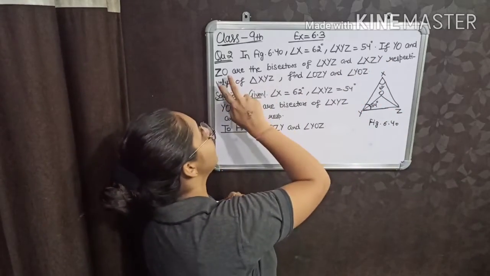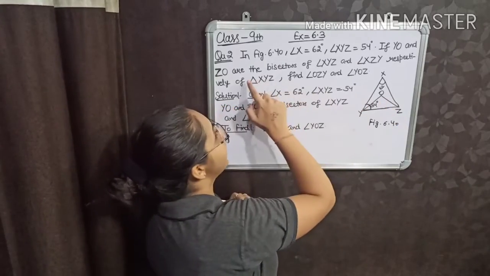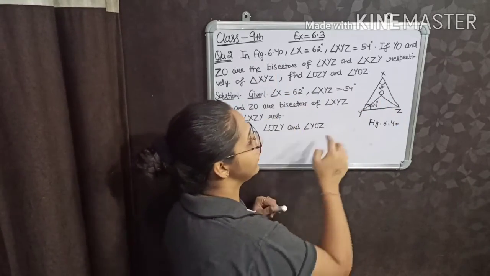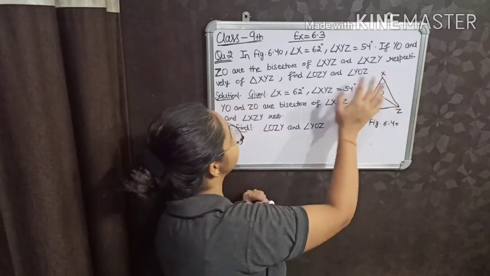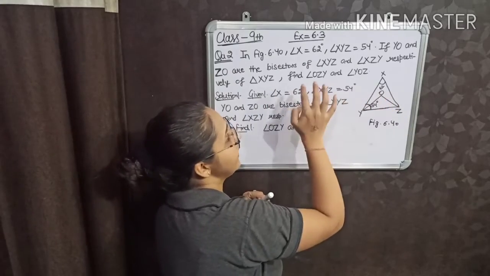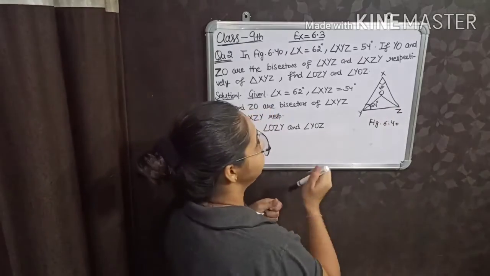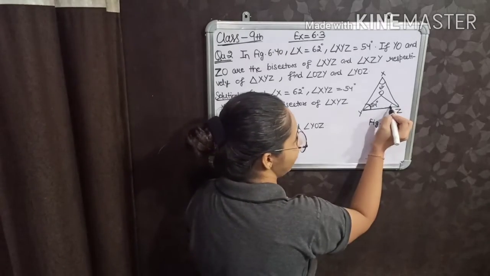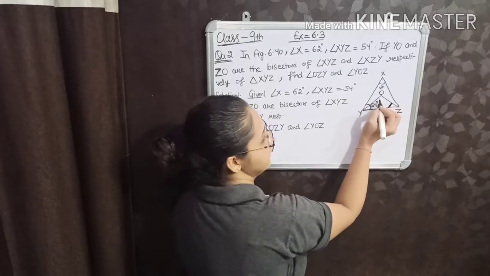If YO and ZO are the bisectors of angle XYZ and XZY respectively of triangle XYZ, find angle OZY. OZY means this small angle, and YOZ, this angle.